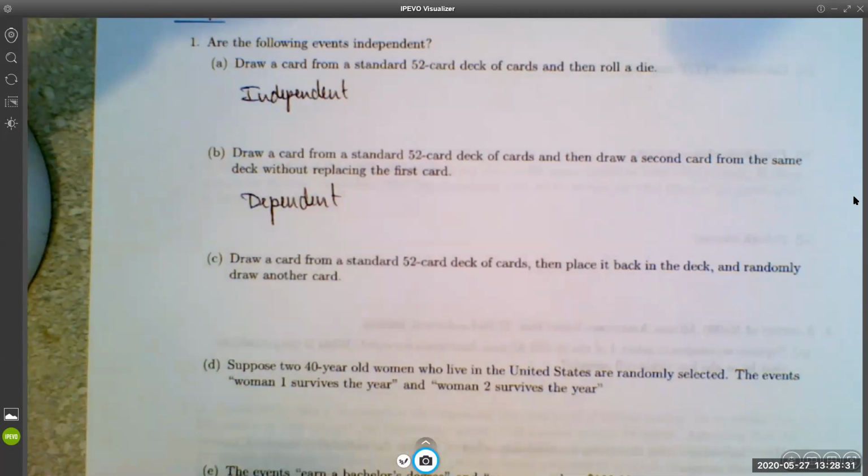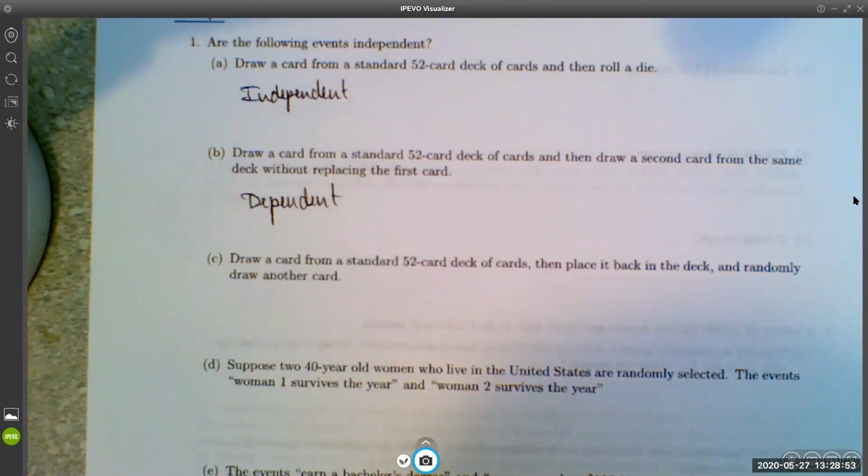But now once you've drawn that king, if you don't put it back in the deck, then there are only 3 kings left in the deck and only 51 cards left to choose from. So the second time you draw a card, the probability that the event occurred has changed, right, based on the first event occurring. So those are dependent events for sure.